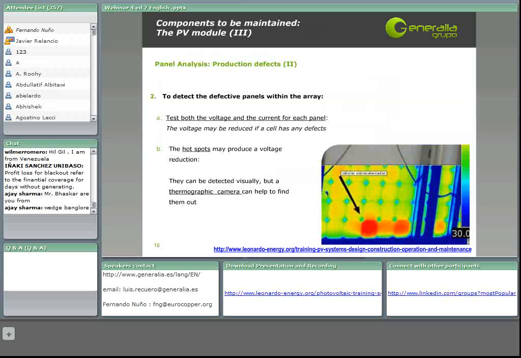Once we have detected which array is failing, we have to detect the defective panels within this array. We can do it by testing both the voltage and the current for each panel, or we can do an inspection with a thermographic camera, as we said during one of the last webinars. If the voltage is lower than usual, or if we detect any hot spot, that panel normally will have a defect and should be replaced. As we have said, normally the manufacturer has to be in charge of this replacement.